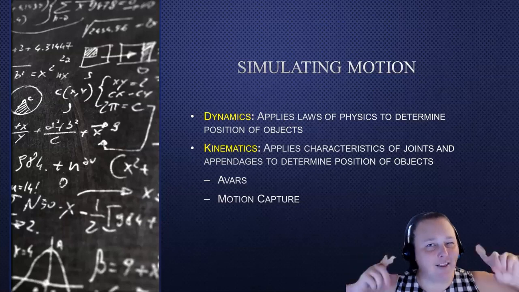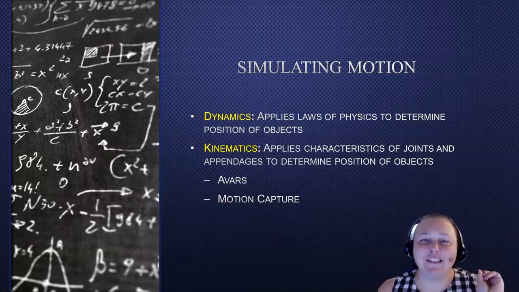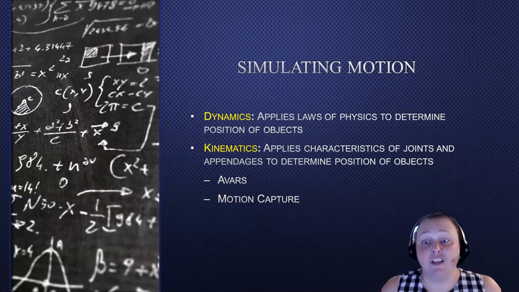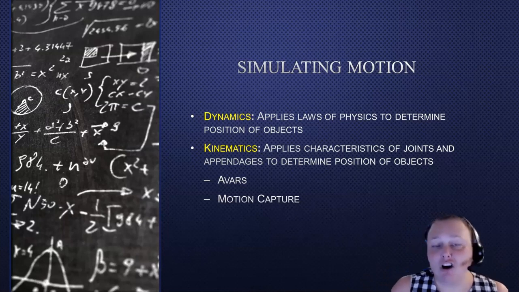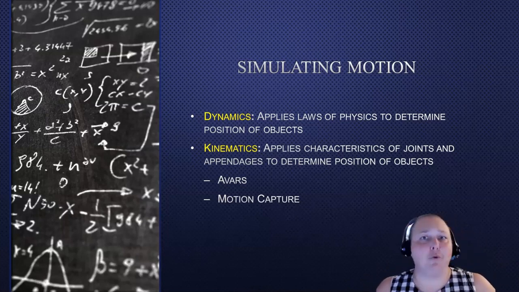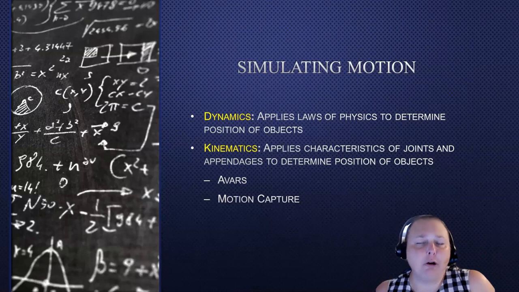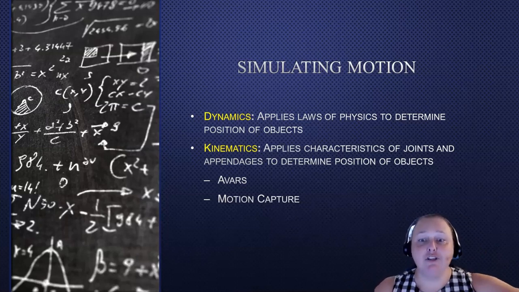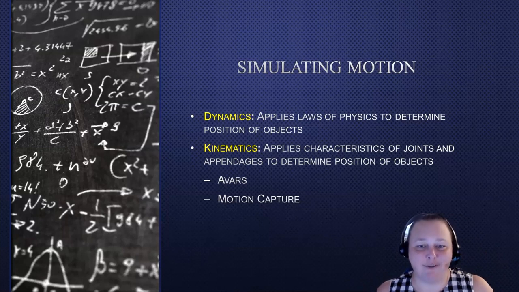Last but not least, our last slide for today is for simulating motion. There are two different methods that we use, dynamics and kinematics. Dynamics is basically using the laws of physics to determine where objects are, how they move, and when they should move, as opposed to kinematics. Kinematics is when you program into those images things like joints and appendages to determine the position of the objects.